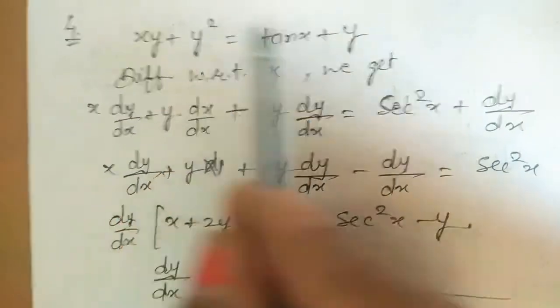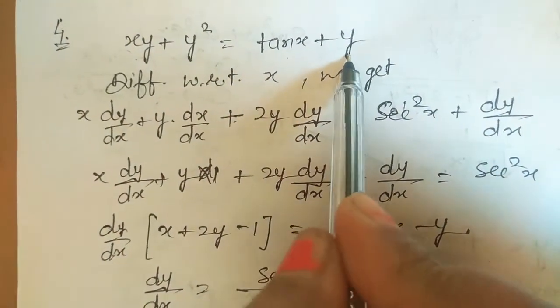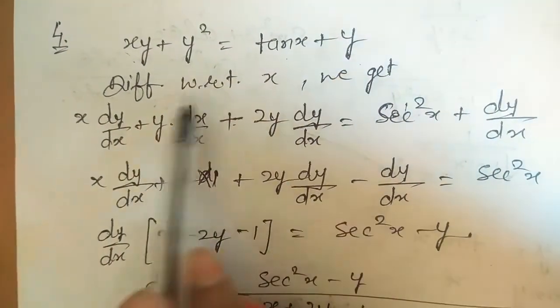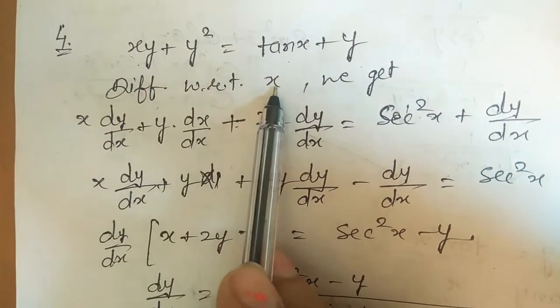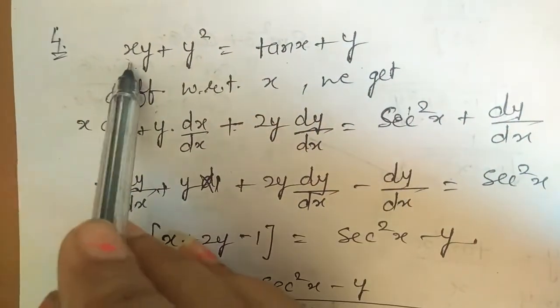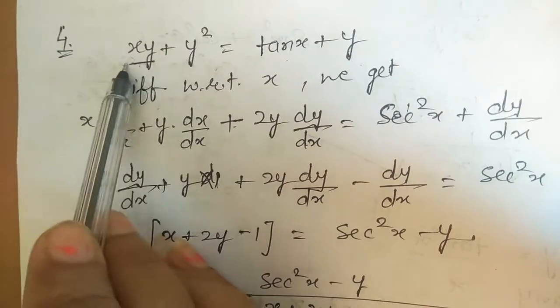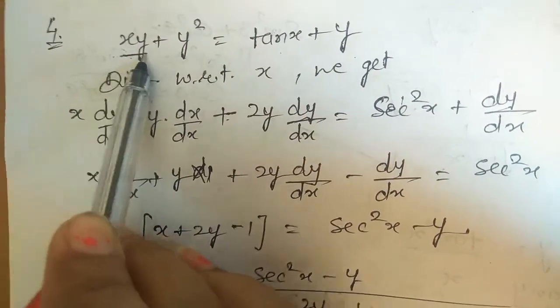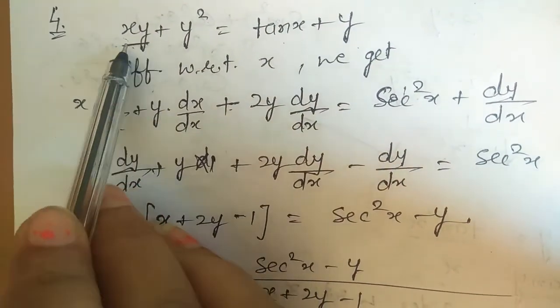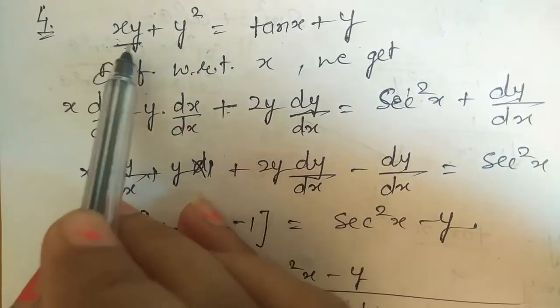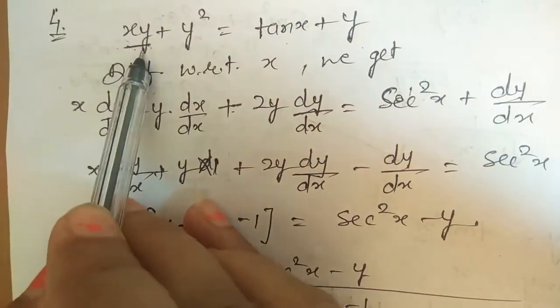Now come to the fourth question. xy plus y square is equal to tangent of x plus y. This is also an implicit function. So here we will differentiate with respect to x. But we will get x into y, both are variables. So we will take the derivative with respect to x, then we will apply the product rule.